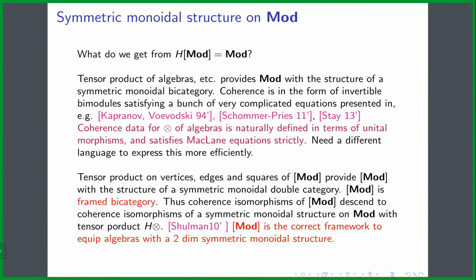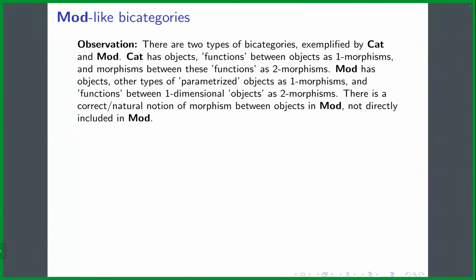So this general procedure was proven or provided by Schulman in a classic paper. I'm being very imprecise with this here, but the point is that bracketed mod is sort of the correct framework to equip the bicategory of algebras with a 2-dimensional symmetric monoidal structure. Yeah, so this story works out pretty well.